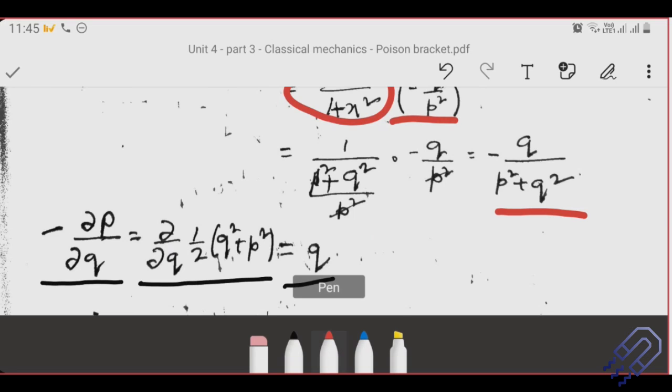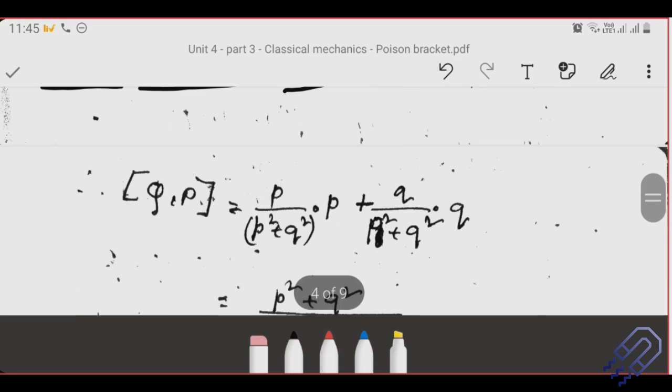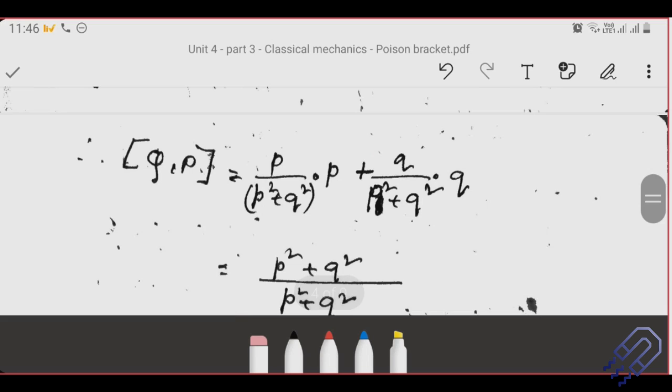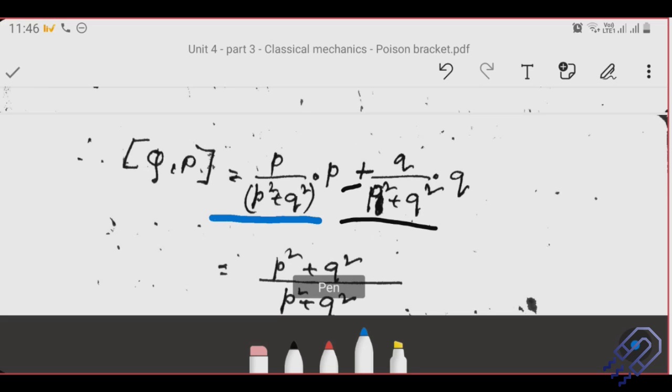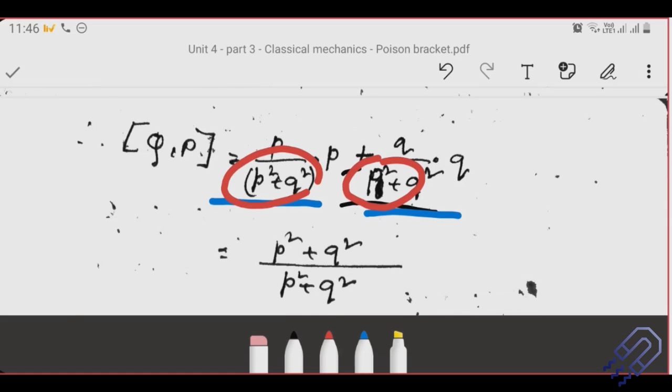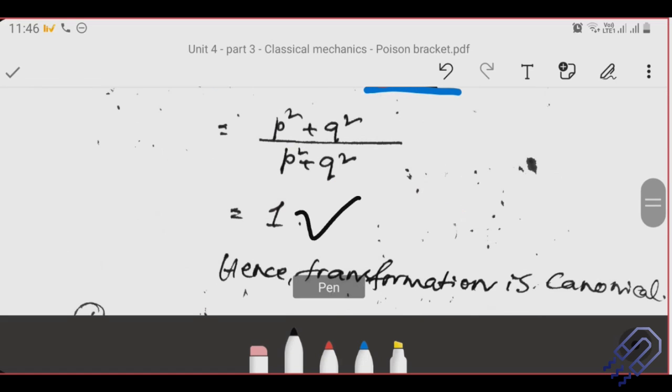Once we have this, let's do the replacement here. If you remember, this was minus of q by p square plus q square. So this minus minus will become plus here. We have one term here and one term here, and we can add them up. You can consider 1 divided by p square plus q square common. Take it out as common, and on top it is p square plus q square. Then finally you get the result as 1.